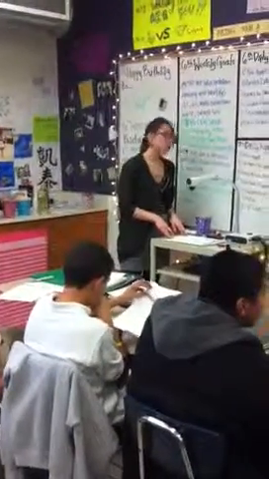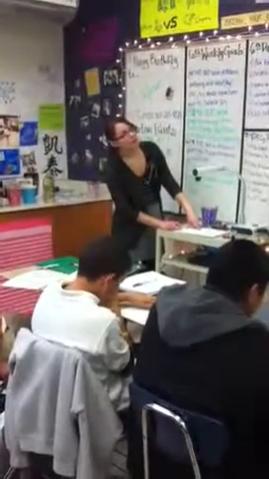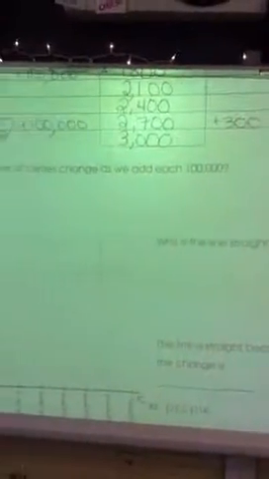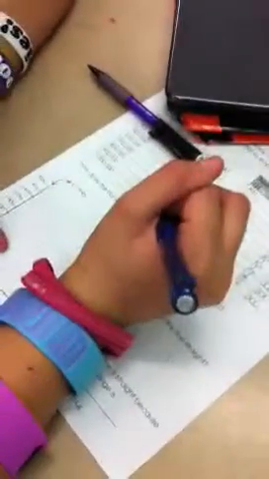And we can graph those, but first, I want us to take 30 seconds on our own to reflect about the question underneath our table. How does the number of crimes change as we add each 100,000 people? Okay, Robert is recording his thoughts underneath that question. Daniela is recording her thoughts underneath that question.